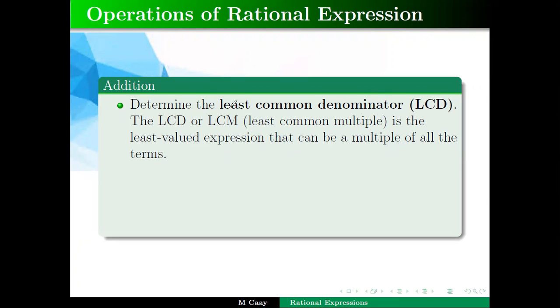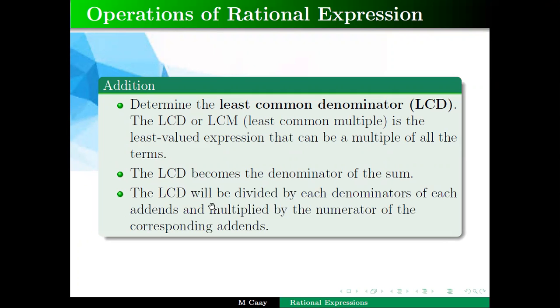So next is when we get the LCD or the LCM, this thing becomes the denominator of the sum. And then that denominator or the LCD will be divided by each denominator of its addends on the given. And then the answer will be multiplied by the numerator of the corresponding addends.